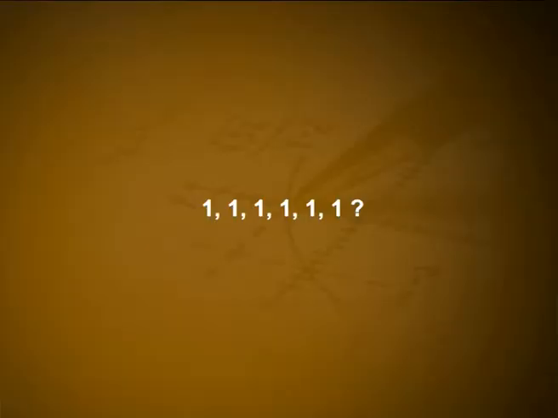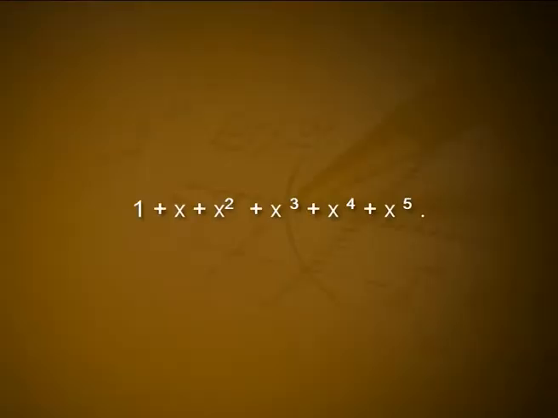Problem: what is the generating function for the sequence 1, 1, 1, 1, 1, 1? Solution: the generating function of 1, 1, 1, 1, 1, 1 is 1 + x + x^2 + x^3 + x^4 + x^5.